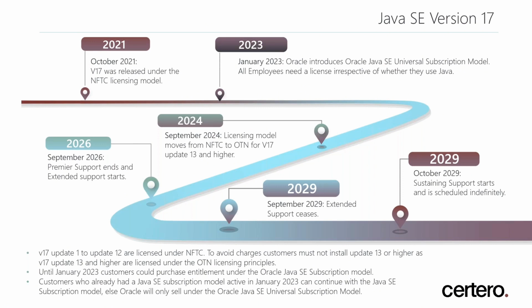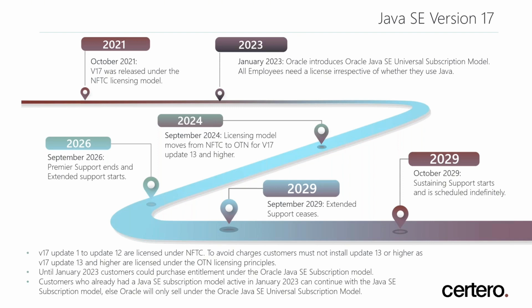So just some footnotes to bring it home. At the moment, I think we're on about update 9 or 10, if I remember correctly. So installing the current version 17 and the current update, no problems at all, you're under NFTC. But the minute you go to update 13, you potentially will have to pay, and that will come out, as I said, October next year.